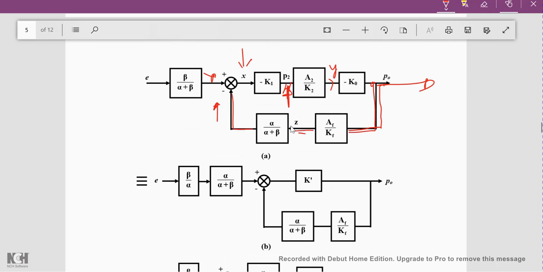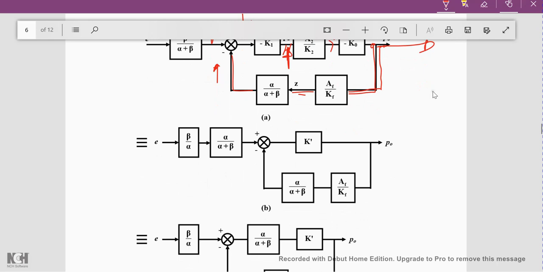Now like this we have obtained the overall block representation of the entire pneumatic controller, which we had represented with the actual elements there. Now we will try to simplify this block representation to get the final expression for P0. So let us do that.